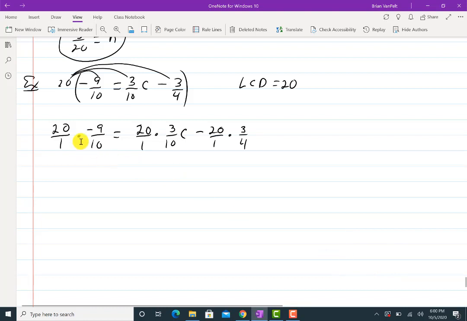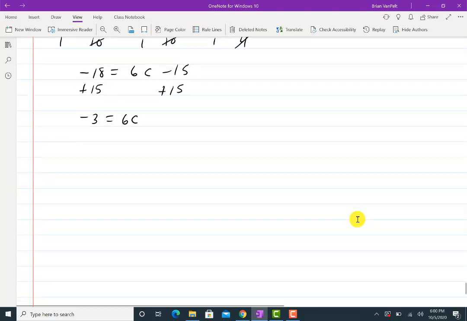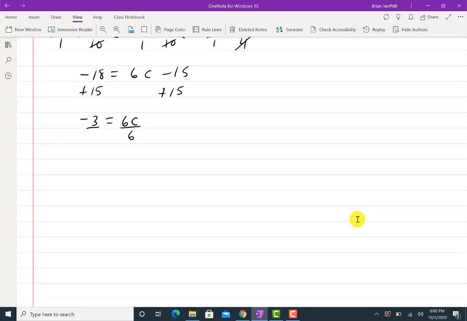So when you distribute the 20, sometimes it's beneficial to have it over 1. And now I'm ready to simplify. Between the 20 and the 10, I can cancel. So 2 times negative 9 is negative 18. Between the 20 and the 10, same deal as before, I'll get 6C. And then finally, 4 goes into 20 5 times. I get minus 15. I'll add 15 to both sides. And I'll get negative 3 equals 6C. I'll divide by 6. And I will get negative 1/2 is equal to C.